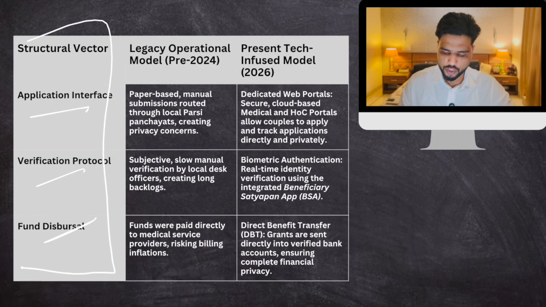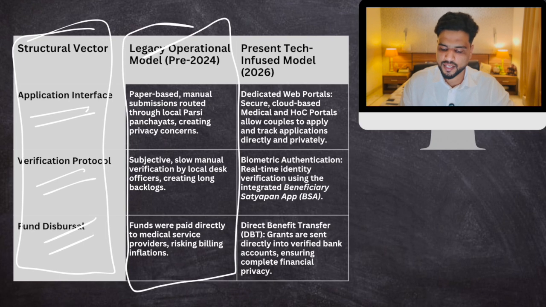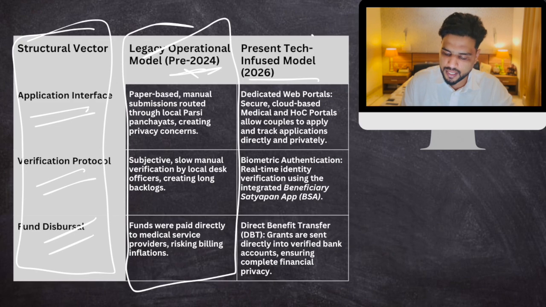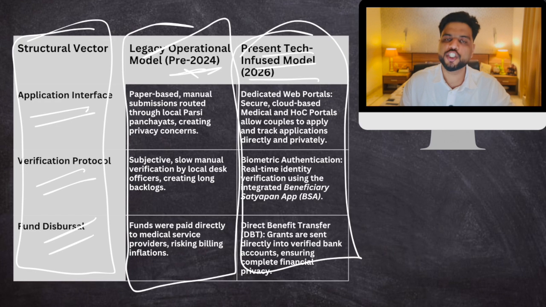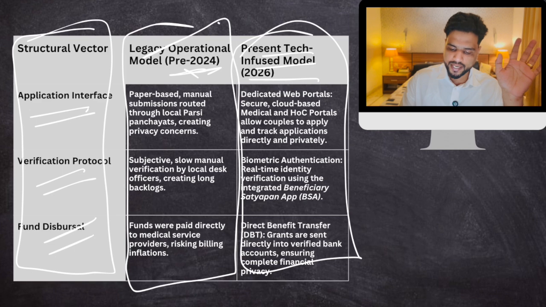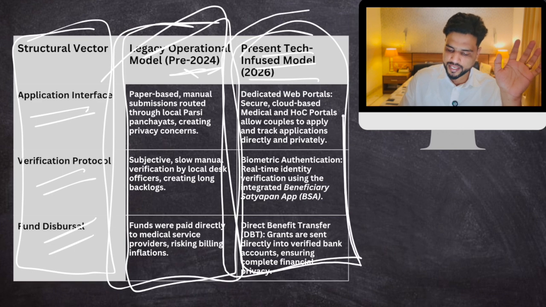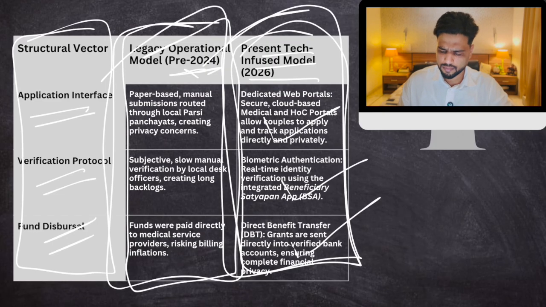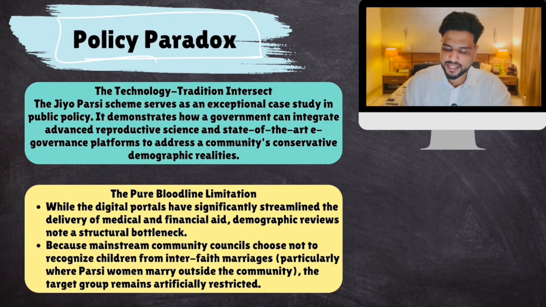Now, this is the problem. This column, the structural vector, is the problem. This is the situation of the Parsi community before 2024, when the scheme was launched. And then this is after. How are these tech initiatives beneficial? Basically, tech initiatives have been taken in the Jiyo Parsi scheme. Before the tech initiatives, this was the situation. After the tech initiatives, this is the situation. Right? So take a look at this table also. It's given in your notes.